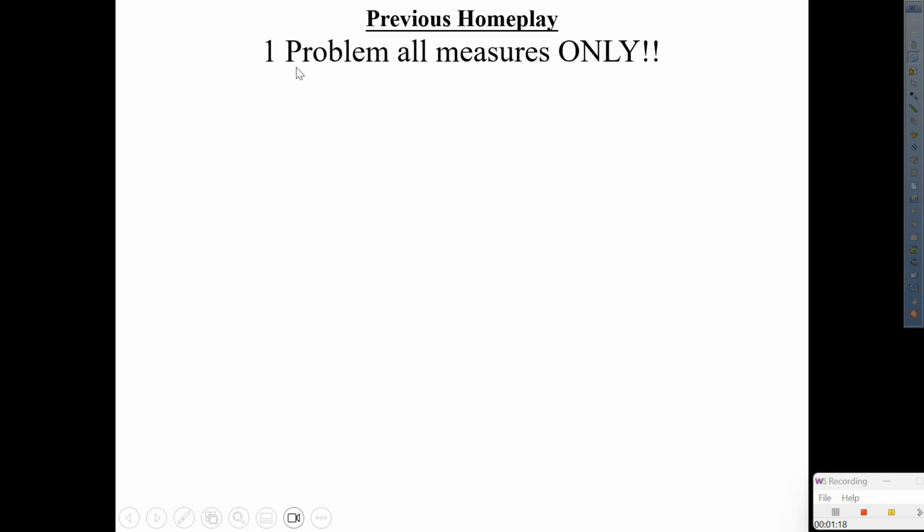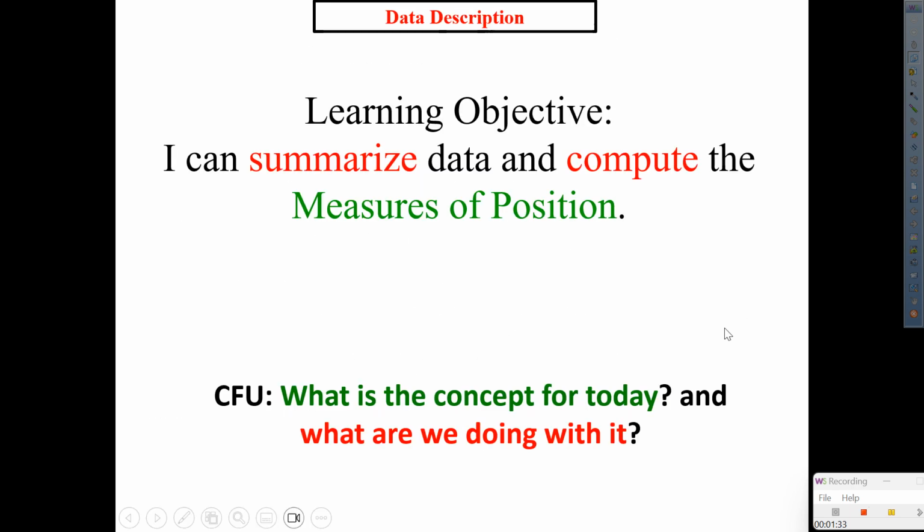And last night's was one problem, all measures. Go ahead and go to Canvas, turn that in, please. It's already in there. Thank you. And there's tonight's home plate. Bam. All right, so get a Cornell note, and we'll start in a little bit. I'll give you some time to turn in your home plate on Canvas.